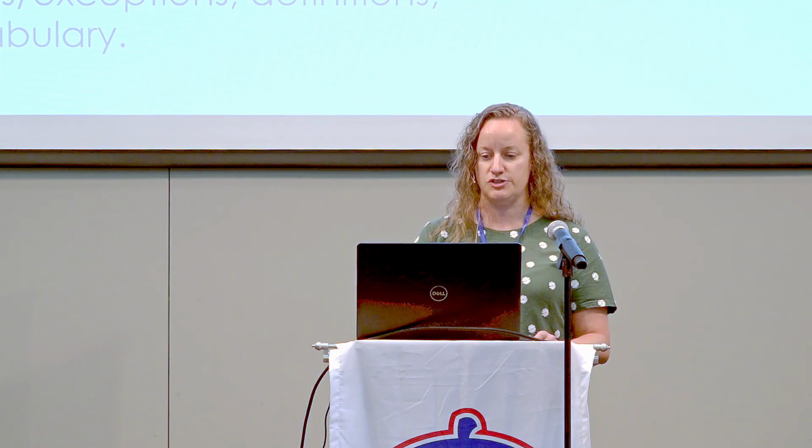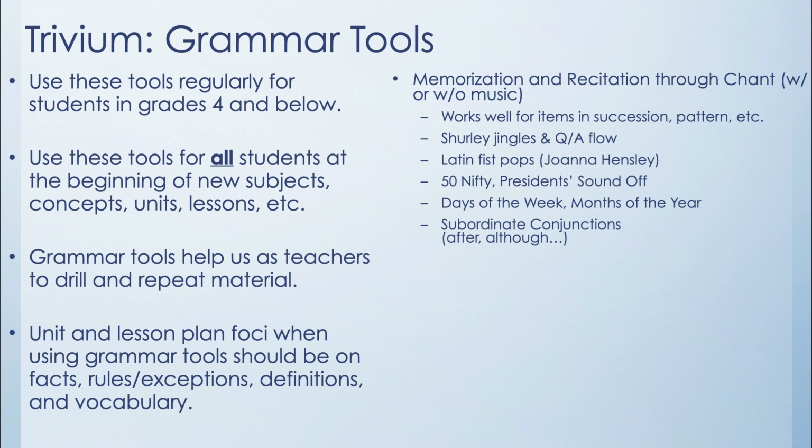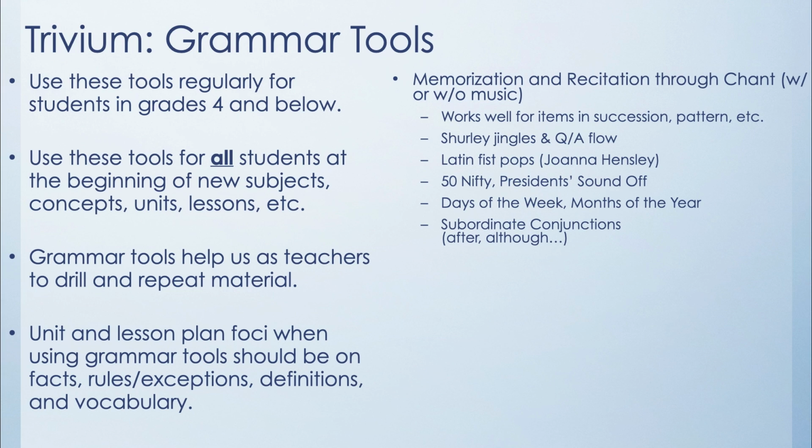So now let me give you some examples of these grammar level tools that we have in classical education. The first one is memorization, and we do that with or accompanied by recitation through chant, either with or without music. So this works really well as a tool when you want things memorized or learned in a certain succession or pattern. In other words, when order matters. So some examples of this from different areas that we teach.